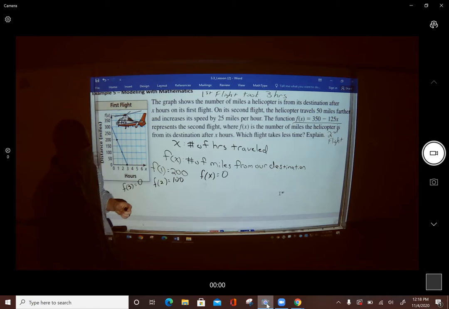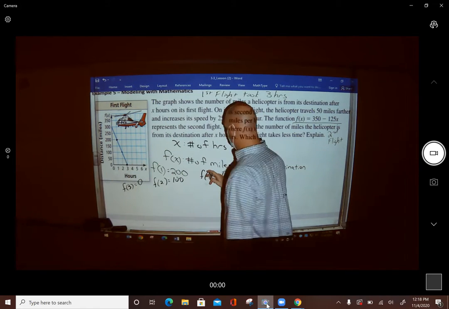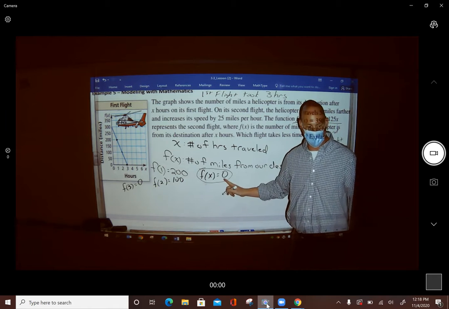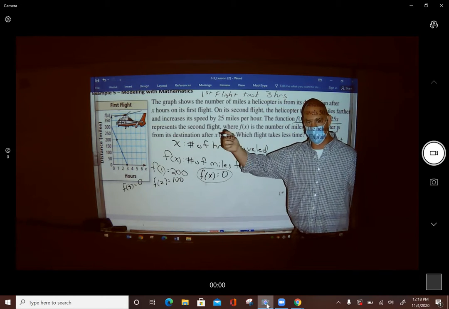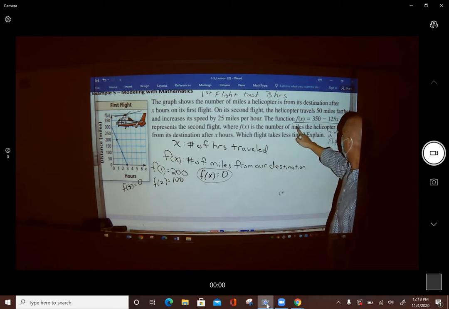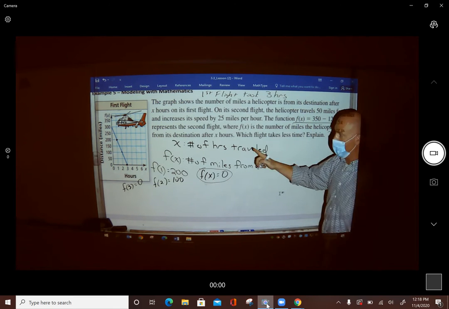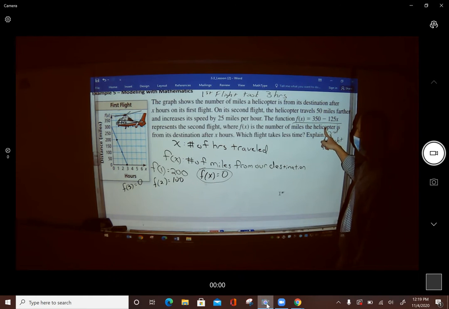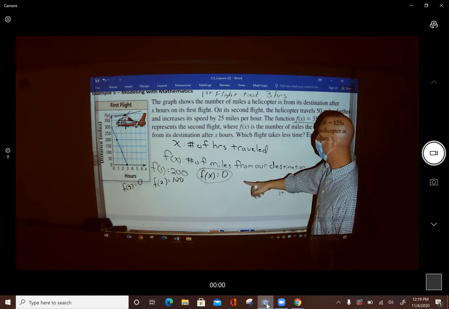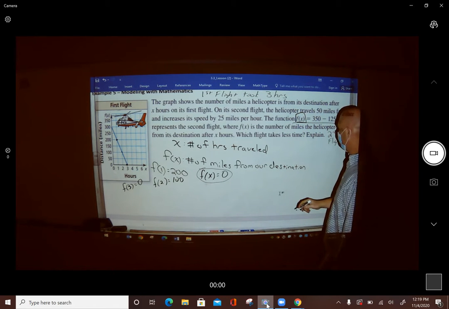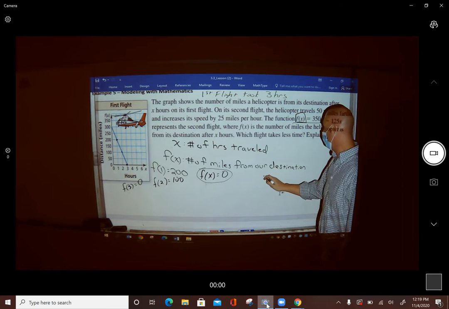Now we have to find our second flight. Doesn't this hold true though? When f of x equals 0, that's when we reach our destination. So now we're going to use it with an equation. We're not going to read it on a graph, we're going to plug it into our equation. So if f of x equals 0, I plug that in for f of x, and I just have to solve the equation.